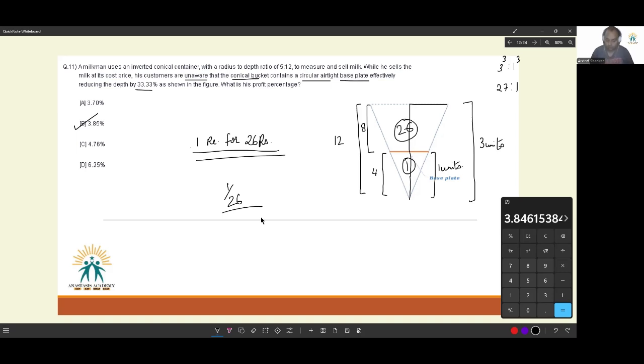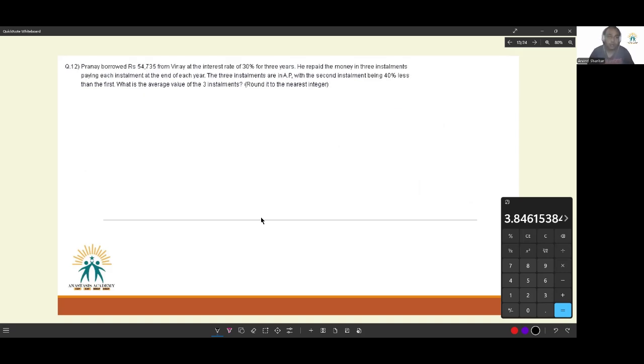Okay, next question. Pranay borrowed 54735 from Vinay at the interest rate of 30% for 3 years. He repaid the money in 3 installments, paying each installment at the end of each year. The 3 installments are in AP, with the second installment being 40% less than the first. What is the average value of the 3 installments? Round to the nearest integer.